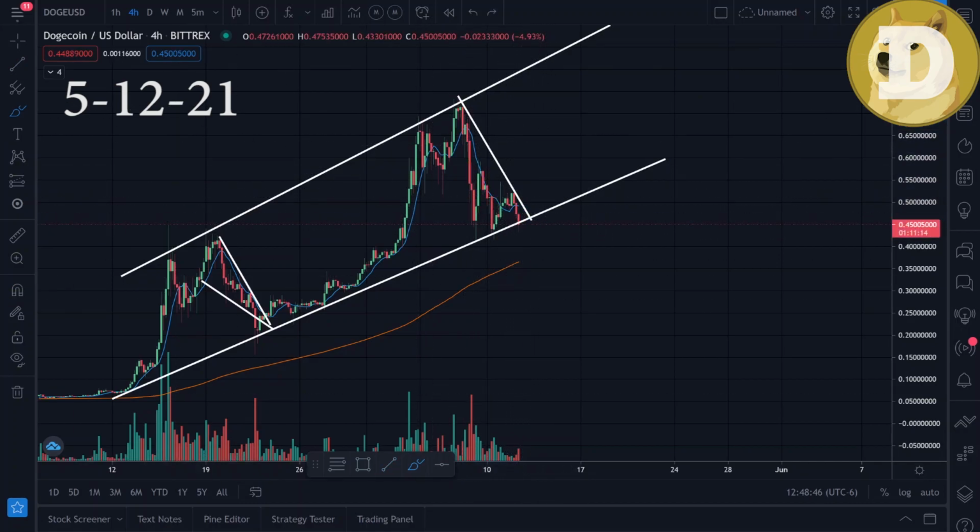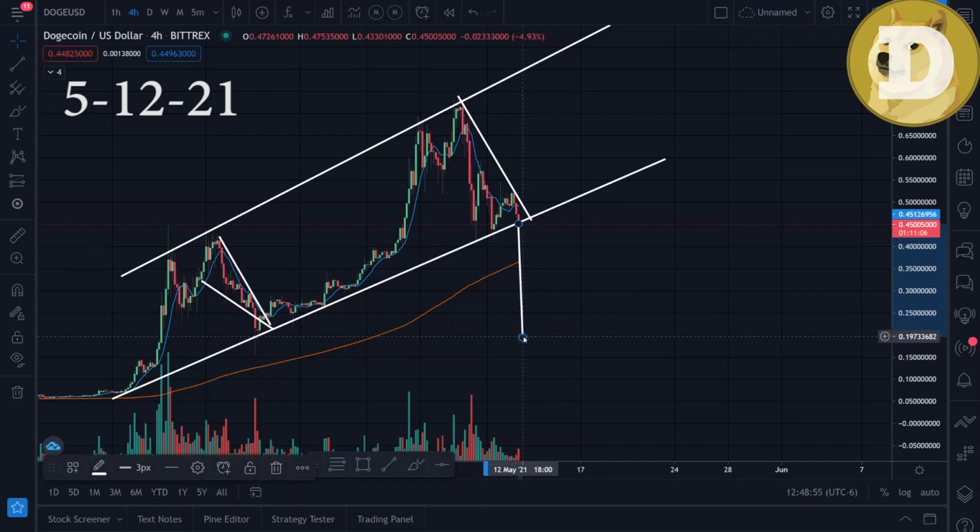I'm not really sure. I mean, if we target from the top of this run to the bottom of it, something like that, and then we get to the breakout, we're looking at a target of around .1920, somewhere around there, which lines up with this previous support right here.